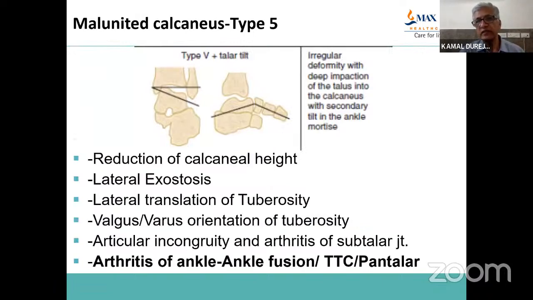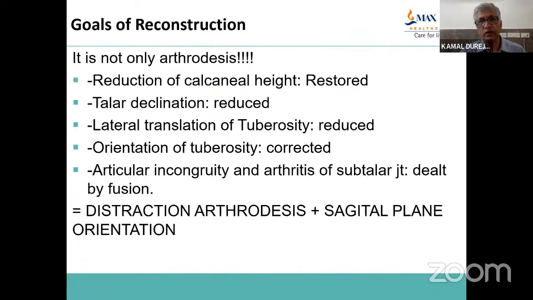Last is the type 5. Type 5 are those where, due to persistent reduction in height and varus tilt, the ankle arthritis also happens. And in these cases, you need to fuse your ankle joint. Or when there is an involvement of the CC joint, you may have to do a pantalar kind of fusion in these kinds of cases.